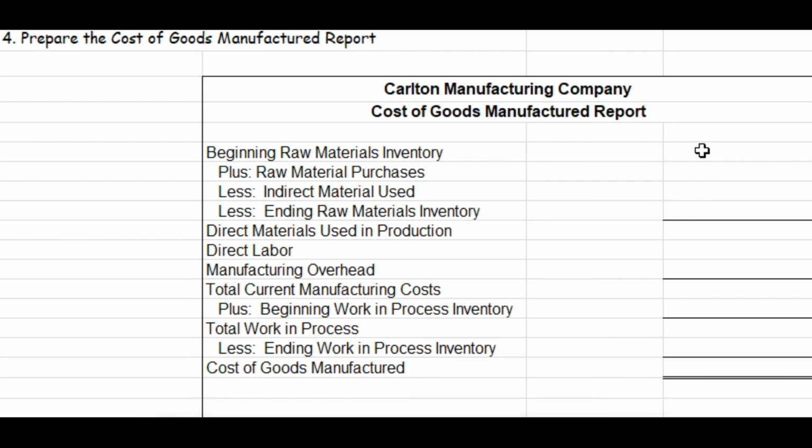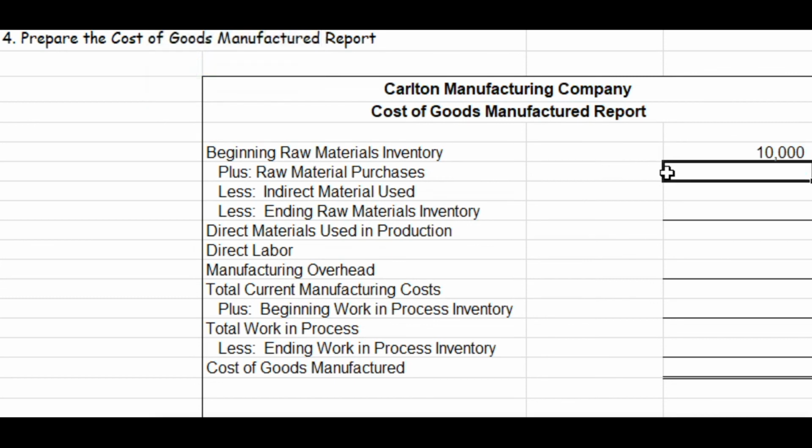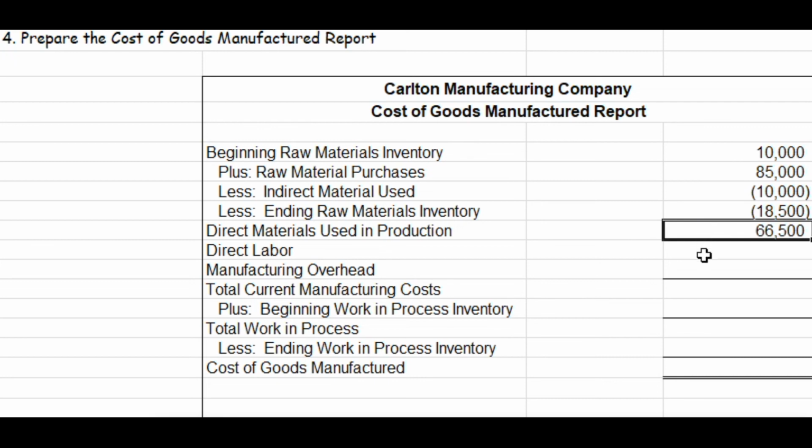So this would come directly from your T accounts. You would just pull over the information. So here was the $10,000 beginning raw materials inventory. Our purchases, our indirect was given to us in the problem as well, and then our ending. And so we have direct materials used in production. We bring over our $35,000 for direct labor. And then we have manufacturing overhead, which is the 63, which was our applied overhead. Then we have total current manufacturing cost.